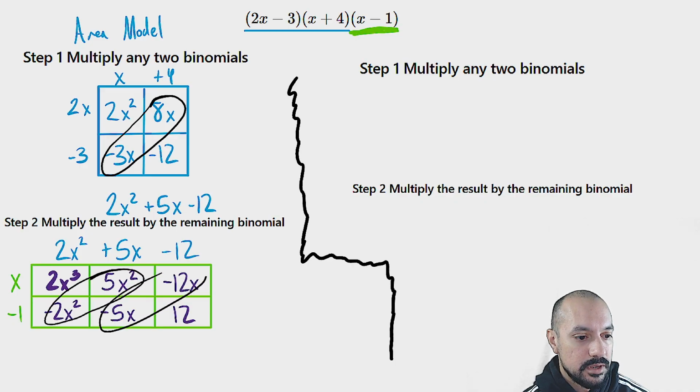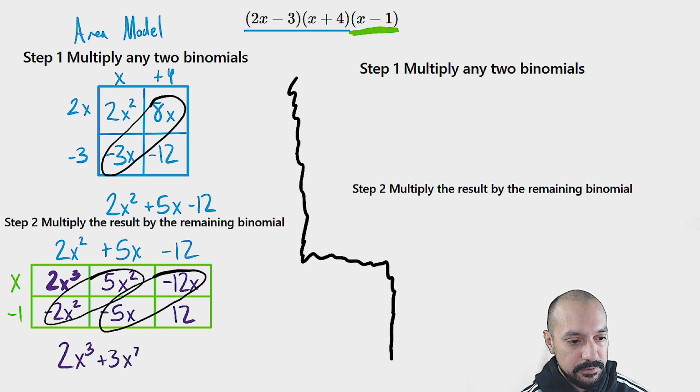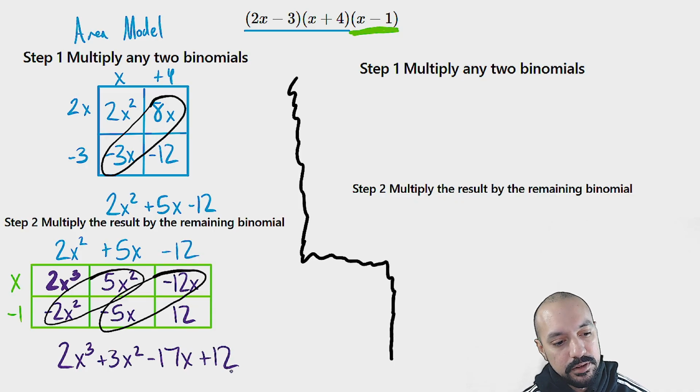That means showing the like terms. So we get 2x to the third. 5x squared minus 2x squared gives me 3x squared. Negative 5x minus 12x gives me negative 17x. And then our 12 didn't have another constant to combine with. All right, so that's our area model.